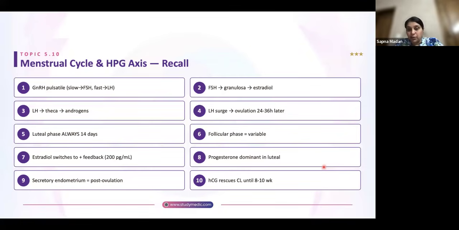Progesterone is dominant in the luteal phase. Secretory endometrium is there in the post-ovulation phase, and HCG will rescue the corpus luteum. HCG secreted from the syncytial trophoblast will protect the corpus luteum until 8 to 10 weeks.